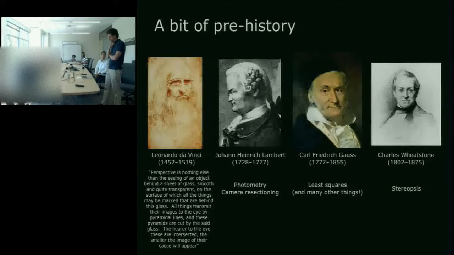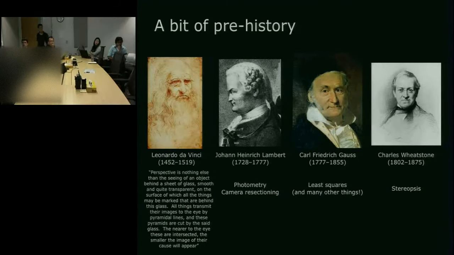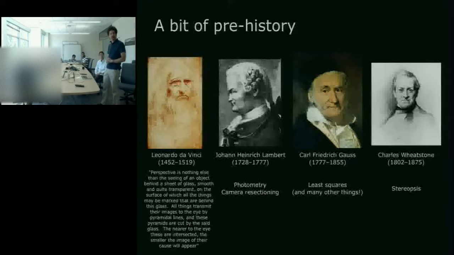Perspective is nothing else than the seeing of an object behind a sheet of glass, smooth and quite transparent, on the surface of which all things may be marked that are behind this glass. So he had the concept of a flat image plane. All things transmit their images to the eye by pyramidal lines, so rays, and these pyramidal lines are cut by said glass. The nearer to the eye these are intersected, the smaller the image of their cause will appear. So, really beautiful description of perspective, and had all the key ideas at that time.